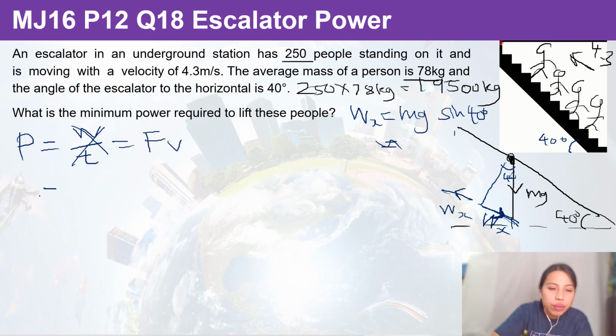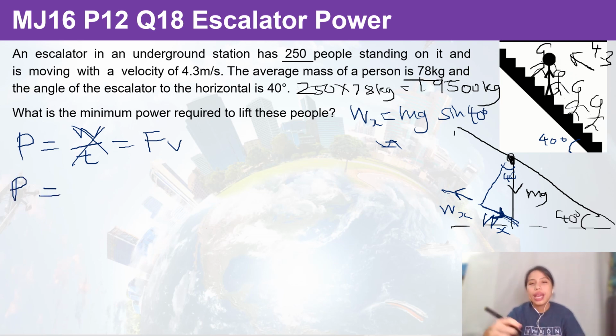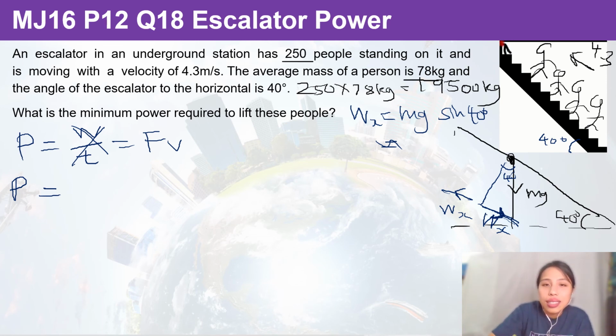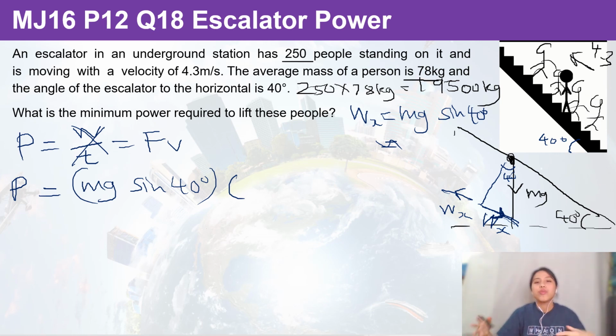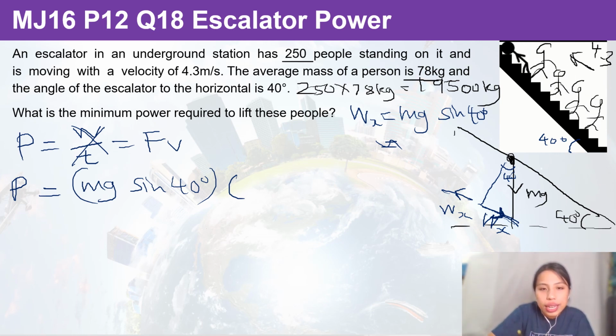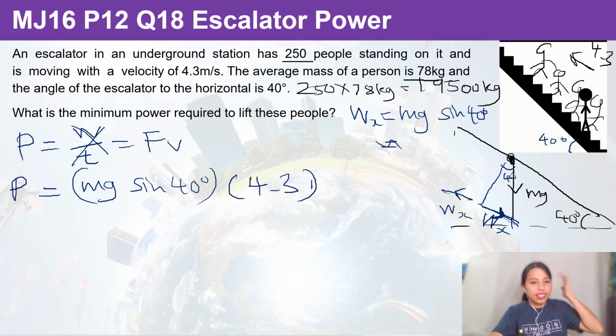So anyway, let me just write it over here. That's kind of crowded over there. So the force needed to be exerted by this escalator is equal to the horizontal component of weight. So that would be mg sine 40 times the constant speed at which this whole chunk of mass is moving up. So that is 40 degrees. It's 40 degrees. What on earth am I thinking? 4.3. I said 4.3. 40 degrees.